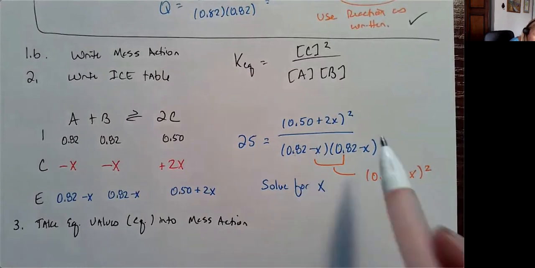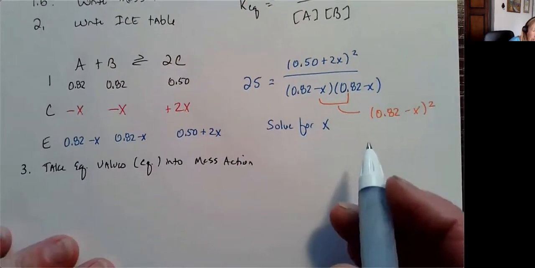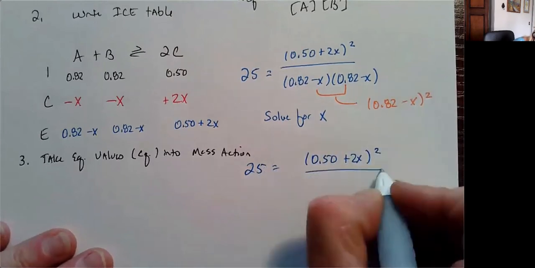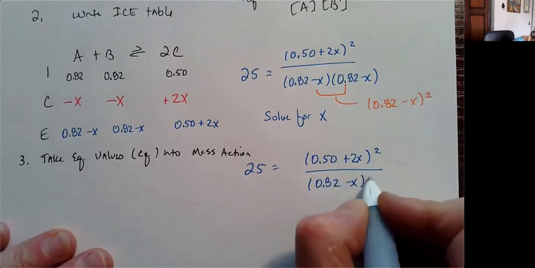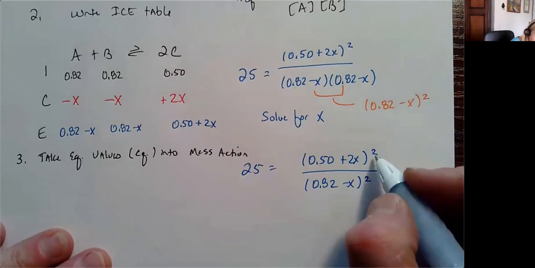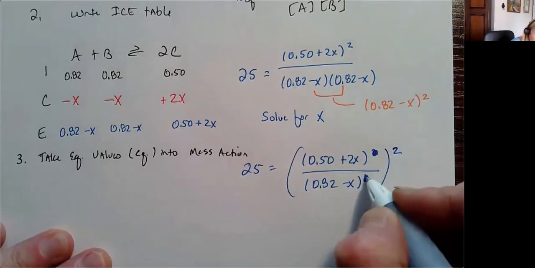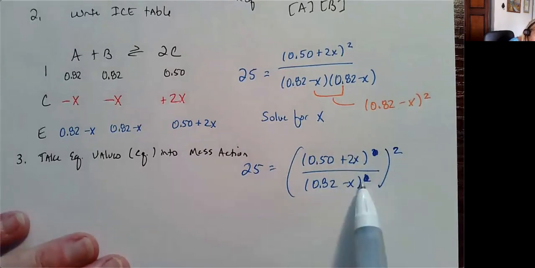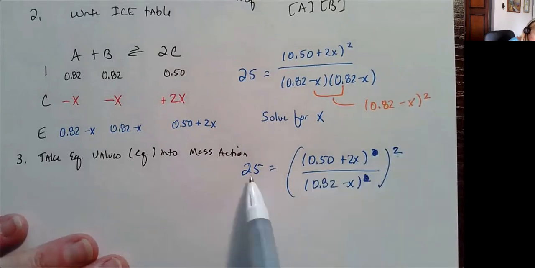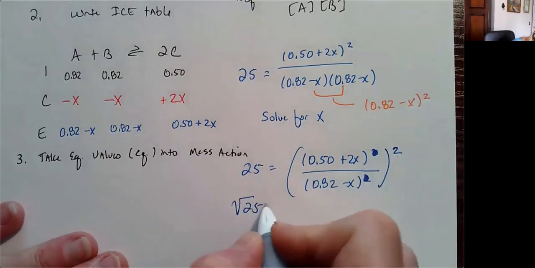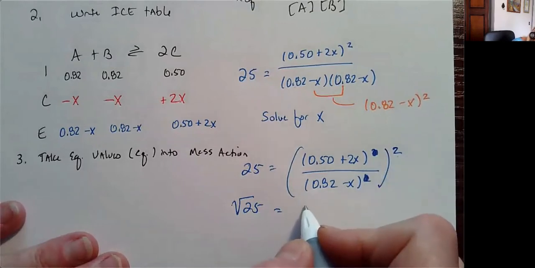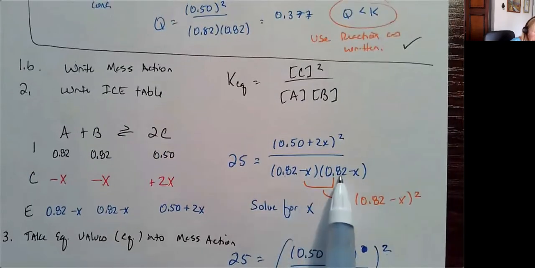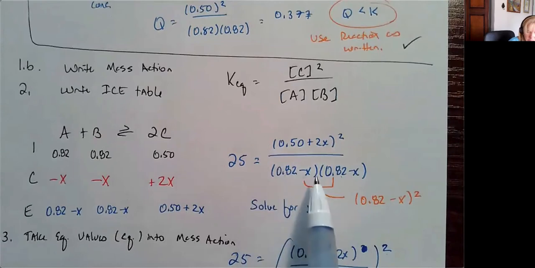So that means that if I take this down, and I'm going to use this down here, and say 25 equals 0.50 plus 2x squared over 0.82 minus x squared, I can actually take this square out and put it to this whole thing. Both of these are squared, then I can take the division of this and then I can square it. I want to get rid of this square, so I'm going to take the square root of 25. And that's going to allow me to get rid of that square, and it's also going to allow me to avoid the quadratic equation. And I can only do this because these were the same down here. So if these were different, I would have to solve this whole thing.